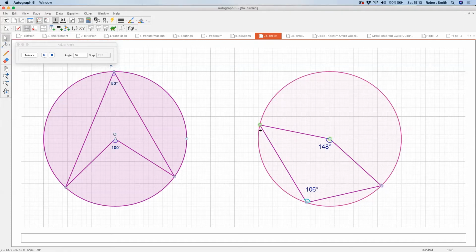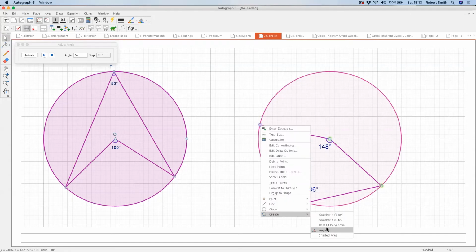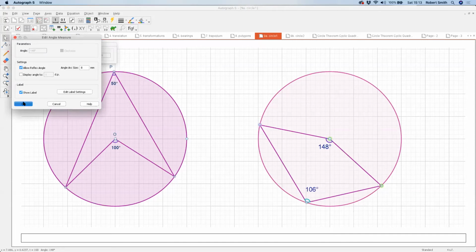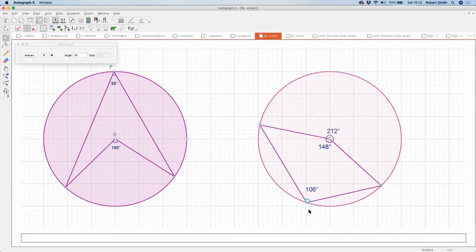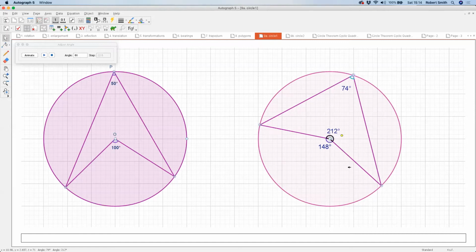for there, or the other way around. 1, 2, and 3. Create the angle. There we have the 212 and the 106. So now, when I move this round, you can see we've got the angle at the center, albeit I need to move my reflex angle round.